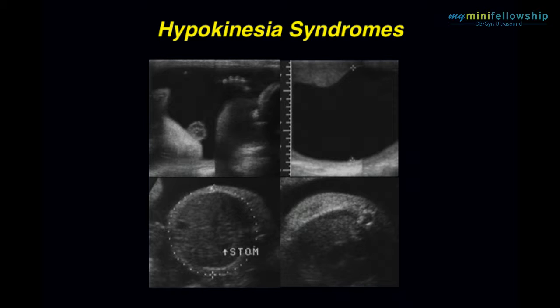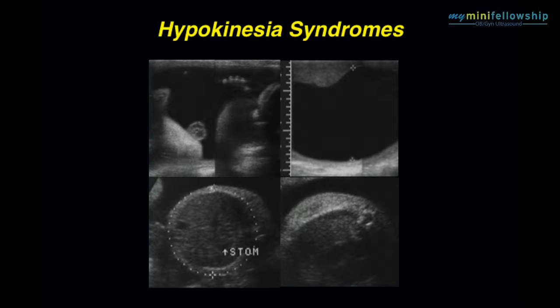Unfortunately, most often, fetuses with hypokinesia syndromes simply are lying in what is called the fetal position, with the arms folded across the chest and the legs crisscrossed. Now, the difference between this fetus in the fetal position and a normal fetus in the fetal position is that this fetus never moves out of the fetal position.